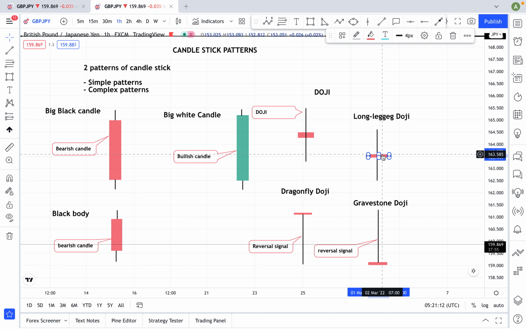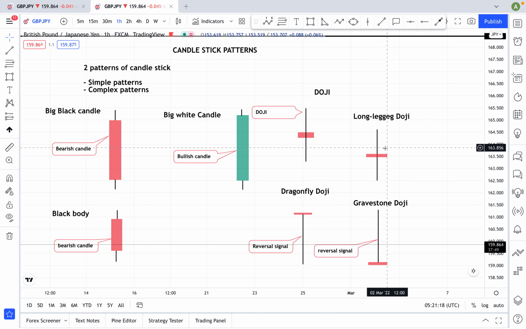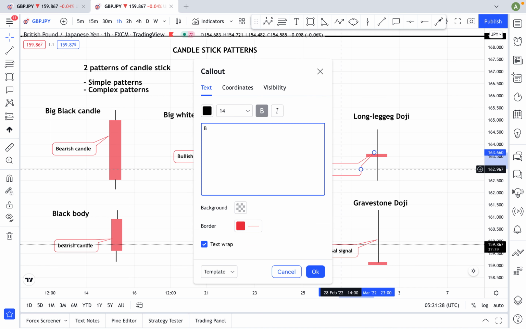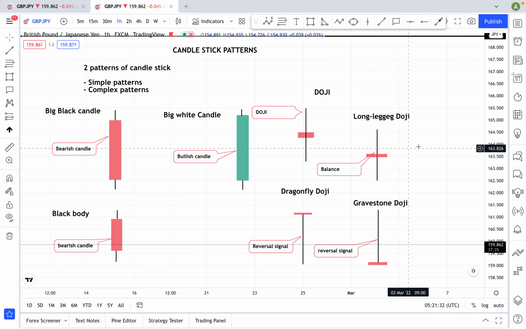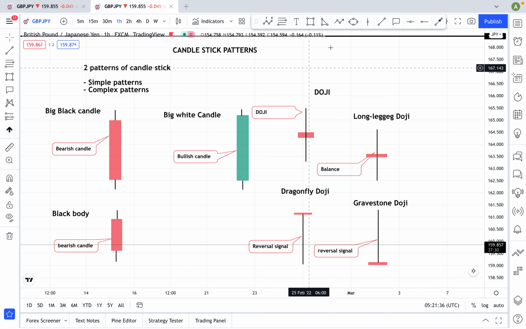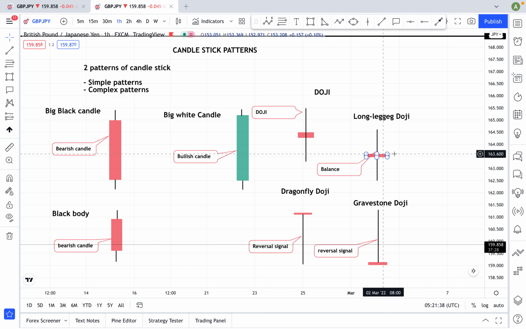So that means there is no actual, how do I put it, there is no actual bias in the market. There is a balance in the market. Don't use this kind of candle to actually judge when you are trading. Just look forward to good candles. Apart from this one, let another candle form.